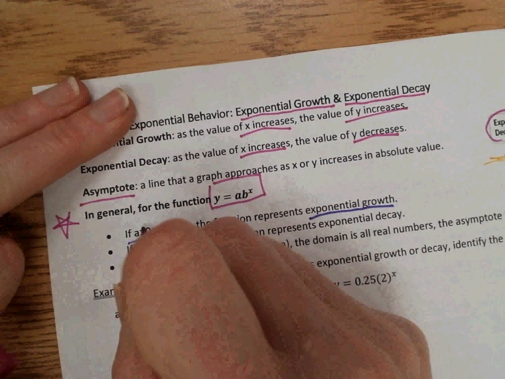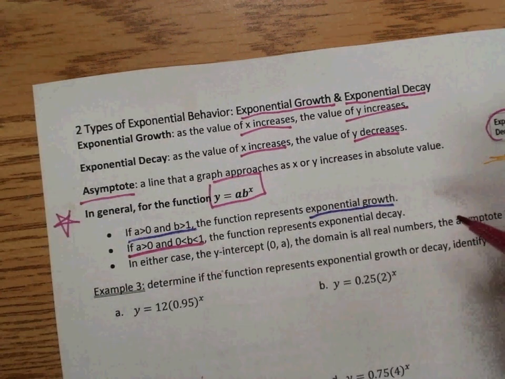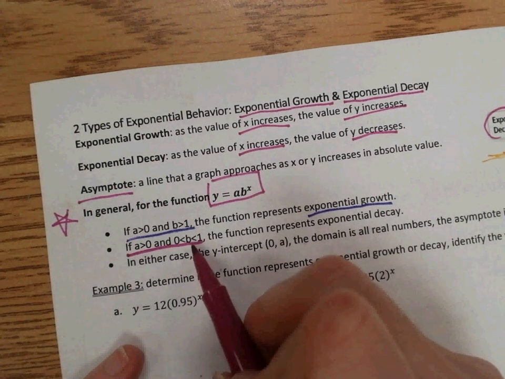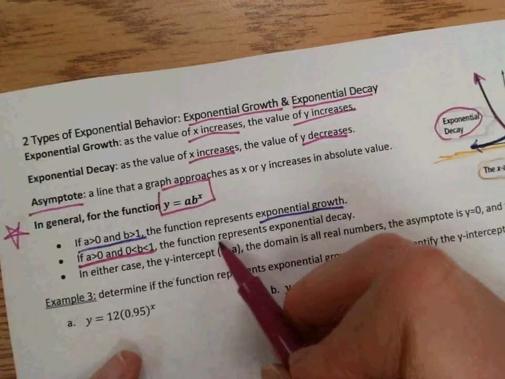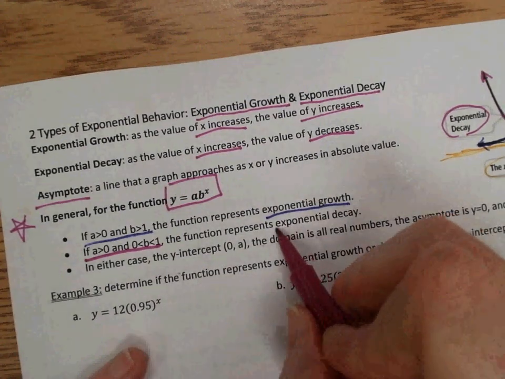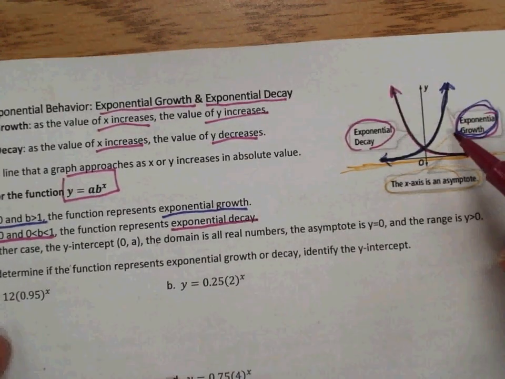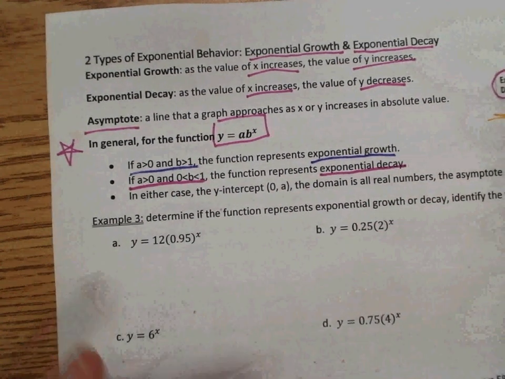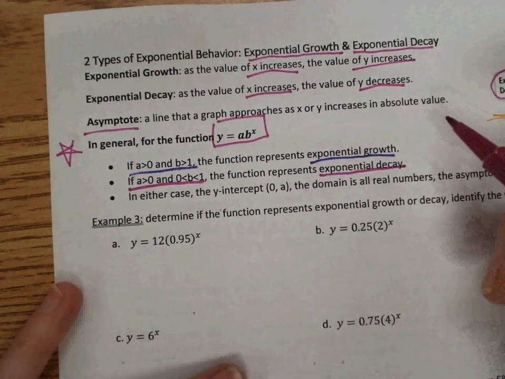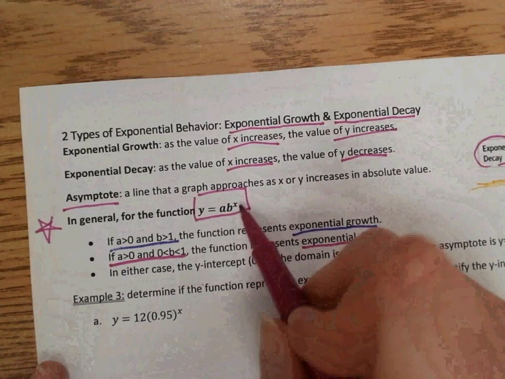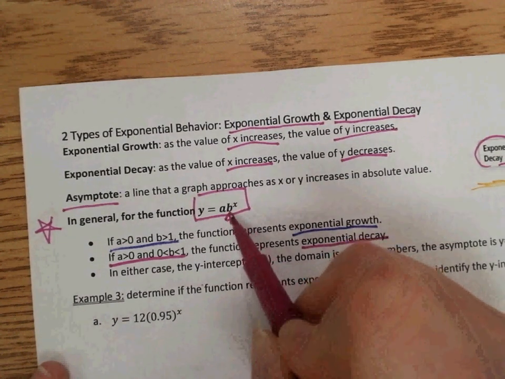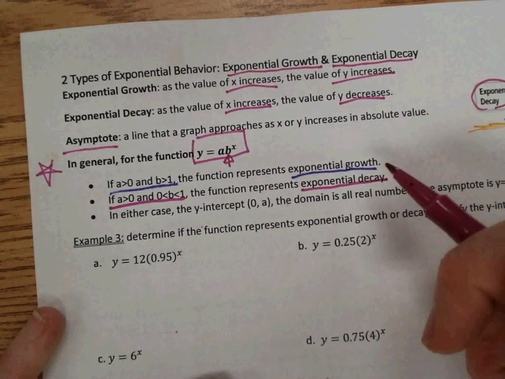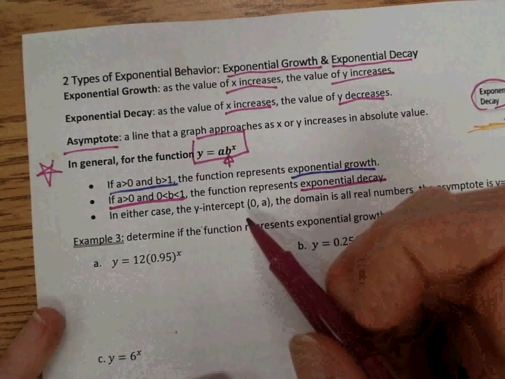If a is greater than 0, notice that's the case in both of these. A needs to be greater than 0, and b is between 0 and 1. The function represents exponential decay, right? Just like we saw over here. So that would be a fraction or a decimal between 0 and 1 for the b value. That's this value right here. That helps us to know whether or not our graph will be exponential growth or decay.